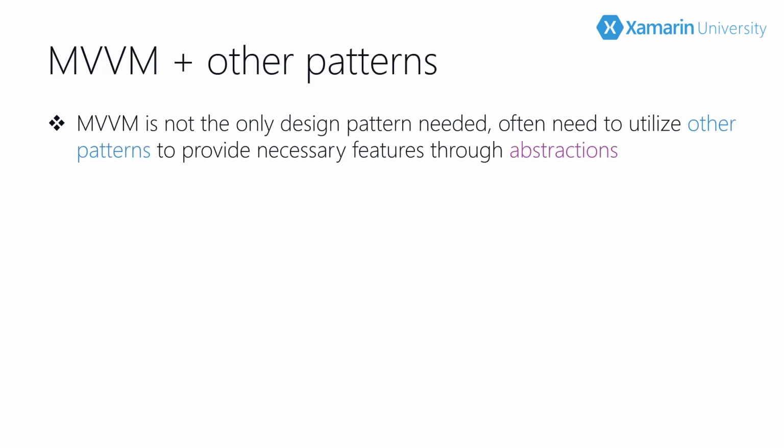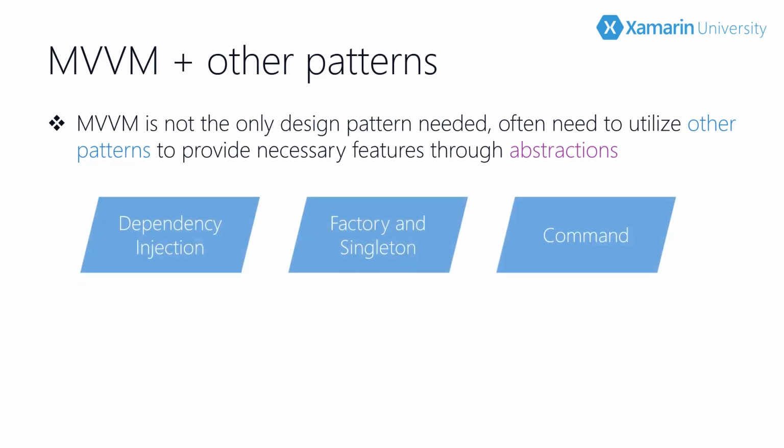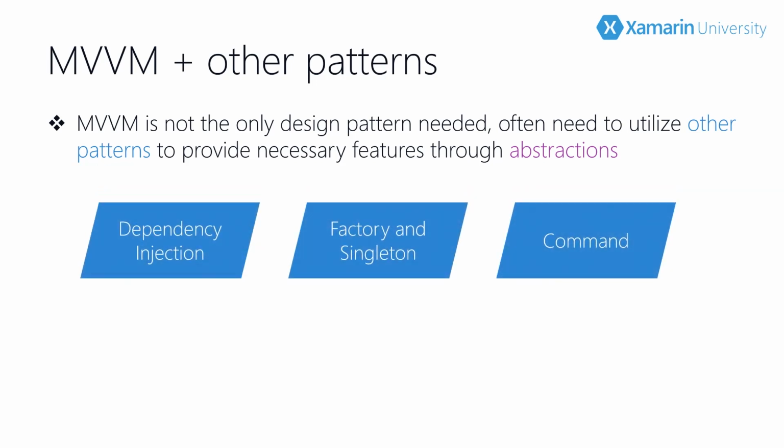Now, MVVM is often talked about as something magical. It's going to solve all your problems in your application architecture. Well, it is a great pattern for many applications, but really it's just one of many that you'll likely take advantage of in your application design. Other common design patterns, like dependency injection, the factory pattern, singleton pattern, and the commanding pattern, are all very common in MVVM applications. You don't have to use these other patterns. We just tend to find that they work very well together to provide the overall application structure.